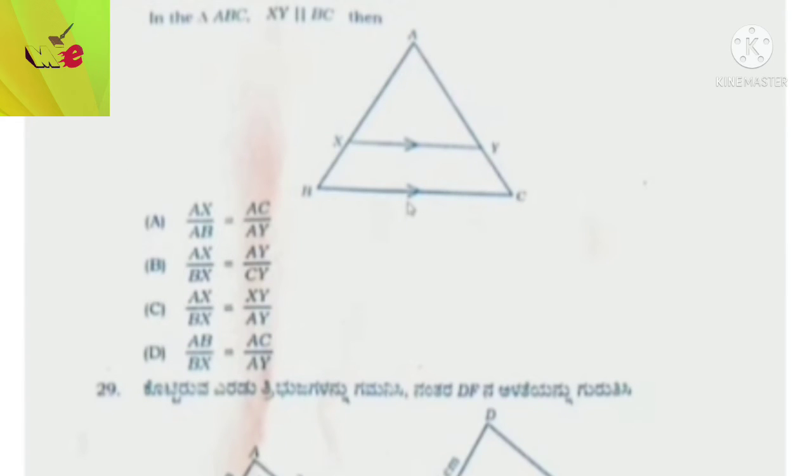Next, 28th: in triangle ABC, XY is parallel to BC, then which is the correct ratio? So which is the correct ratio? 28th one, AX by BX equal to AY by CY, option B.